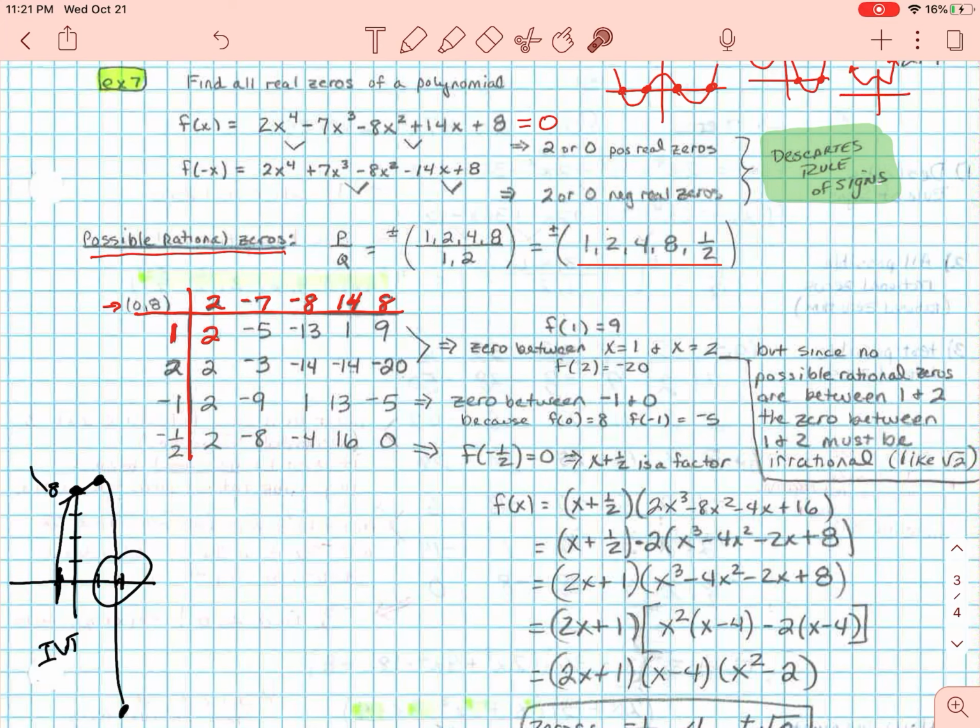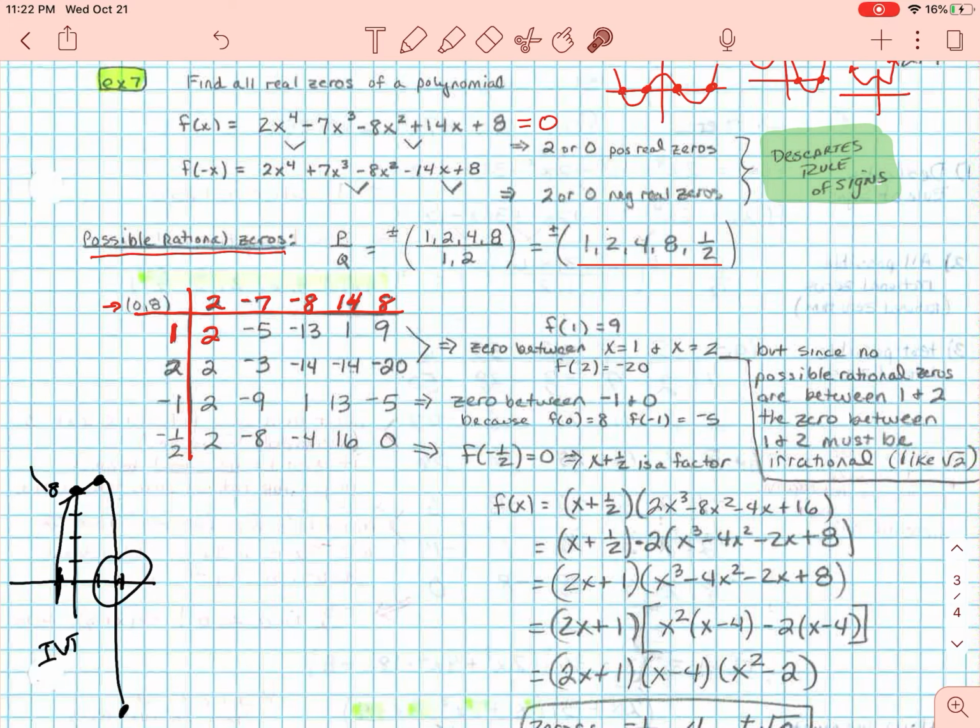So we can now factor this thing out a little bit. We have f of x equals x plus 1/2 times 2x cubed minus 8x squared minus 4x plus 16, which I write right here. Now, anytime you get these fractions in here, you're going to be able to factor a number out, and we're going to be able to get rid of this fraction. You're going to factor a 2 out of all these terms. So it's 2 times x cubed minus 4x squared minus 2x plus 8. Then I'm going to take the 2 and multiply it by x plus 1/2 and get 2x plus 1. So that makes it look a little nicer. We don't have those fractions in there.